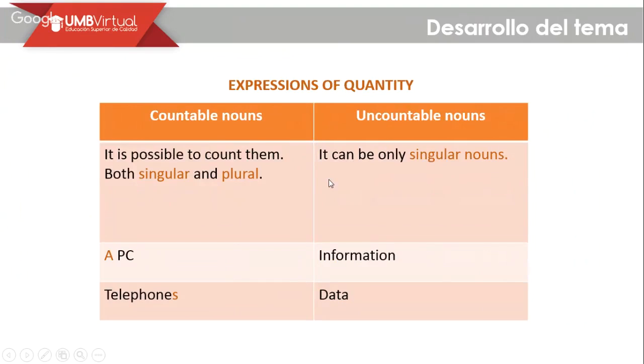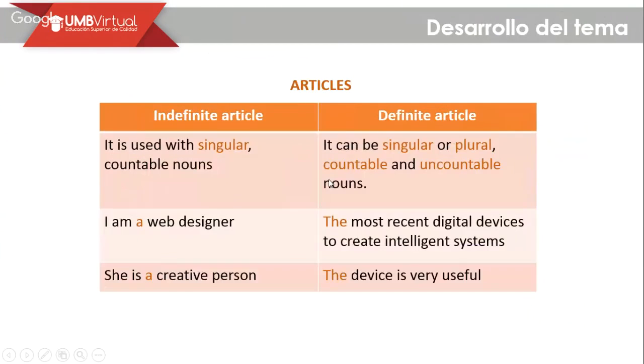All right. Articles, as you can see right here, we have the indefinite article and definite article. When we use them, the first one is used with singular countable nouns, and the second one, the definite article, is when you really want to express that something could be singular or plural, countable and uncountable. So, for example, for the first one, I am a web designer, right? She is a creative person.